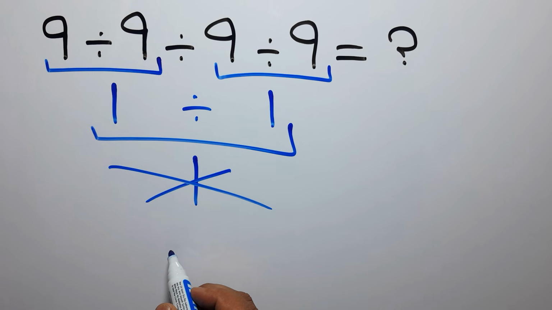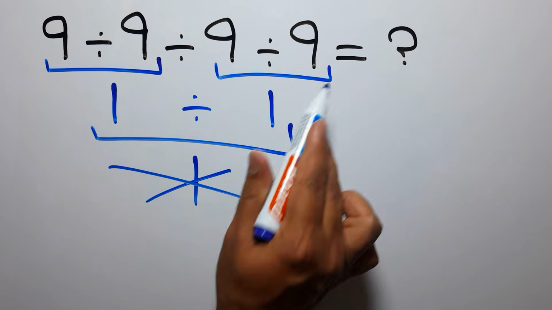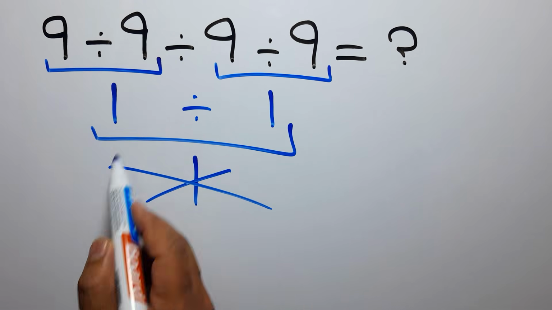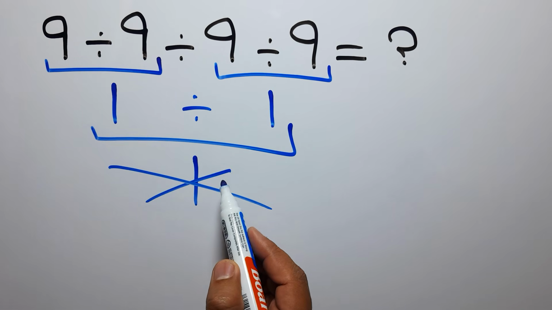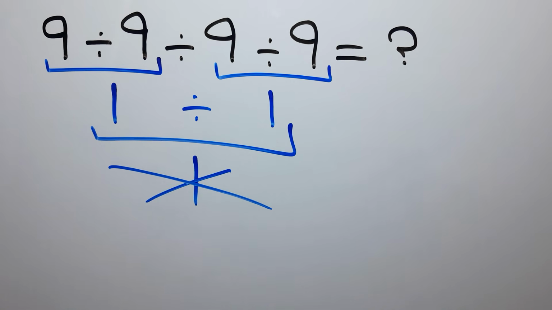Because according to the order of operations, when we have more than one division in an expression, we have to work from left to right. So here first we have to do this division, then this division, and finally this division. If we do this division before this division, it is wrong.